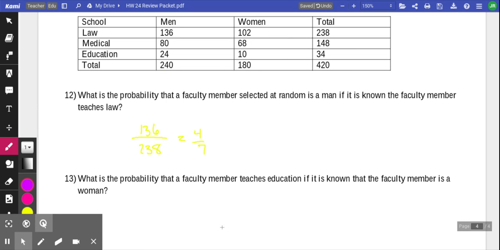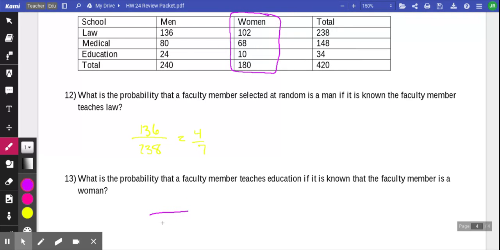Similar next question, only this time it says if it is known, so this is the condition that we have. This is how we're going to restrict our denominator. It is known that the faculty member is a woman. So that means that we're only looking in the woman column. The woman column total is 180, so that's our denominator. What is the probability that a faculty member teaches education? Looking in here only, teaches education, that would be 10. And then you would just simplify that down.